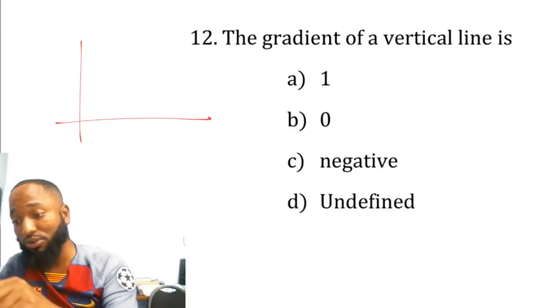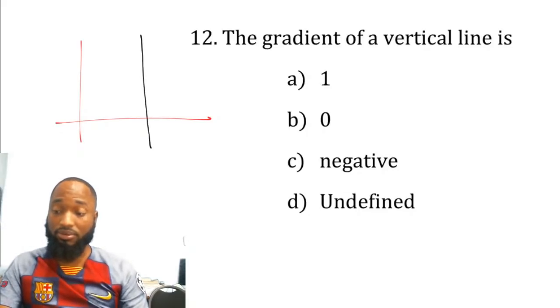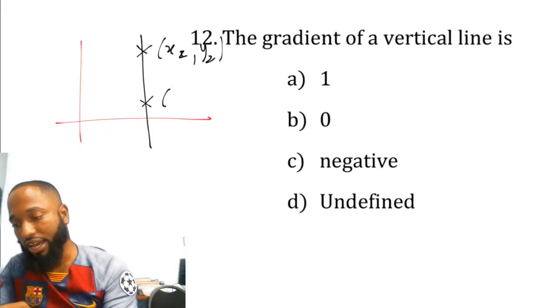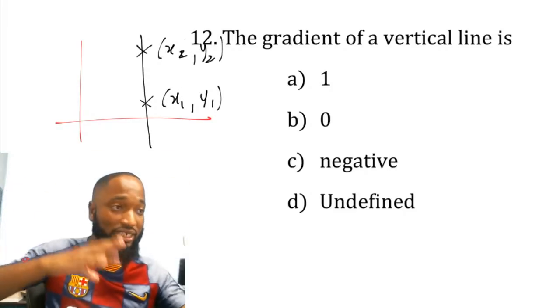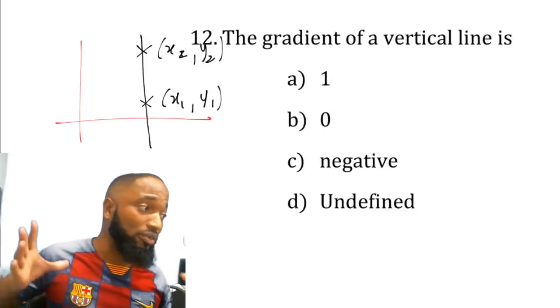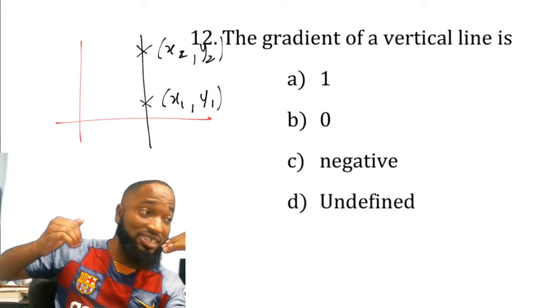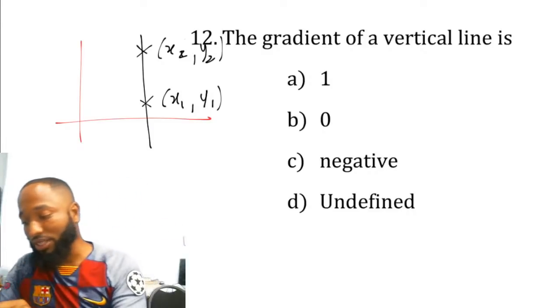What if you have a line that goes all the way straight like this? You know what this is causing? This is causing division by 0. Because remember, let's say x2, y2 here, and x1, y1 here. But the thing is, x2 and x1 are the same thing. So when you say y2 minus y1 over x2 minus x1, the most famous formula in coordinate geometry, everybody knows the formula of a gradient. When you say x2 minus x1, you're saying 0 because x2 and x1 are the same thing.